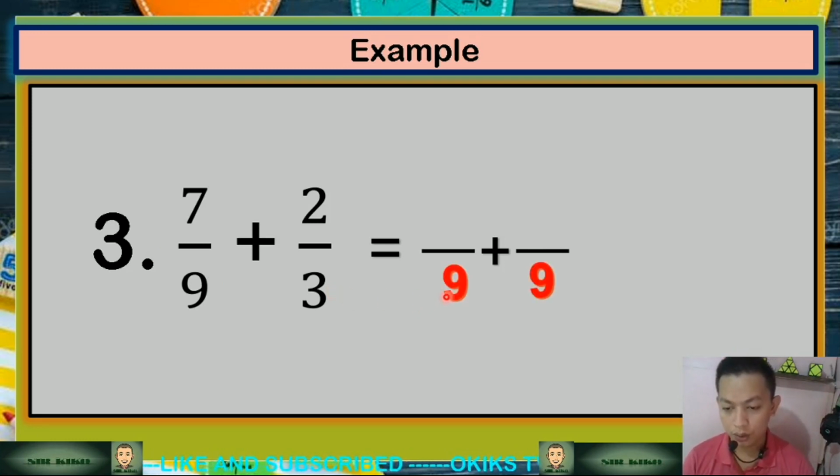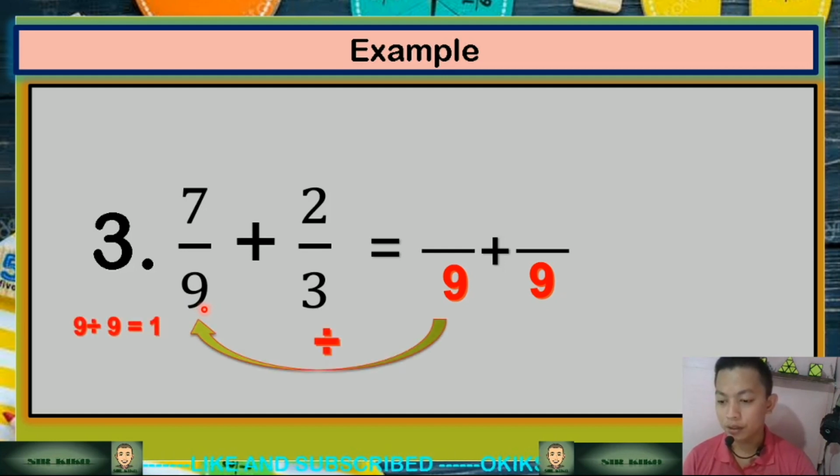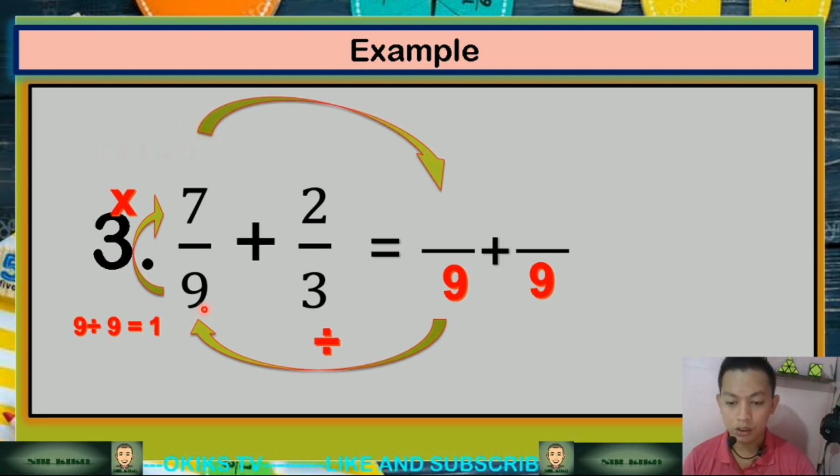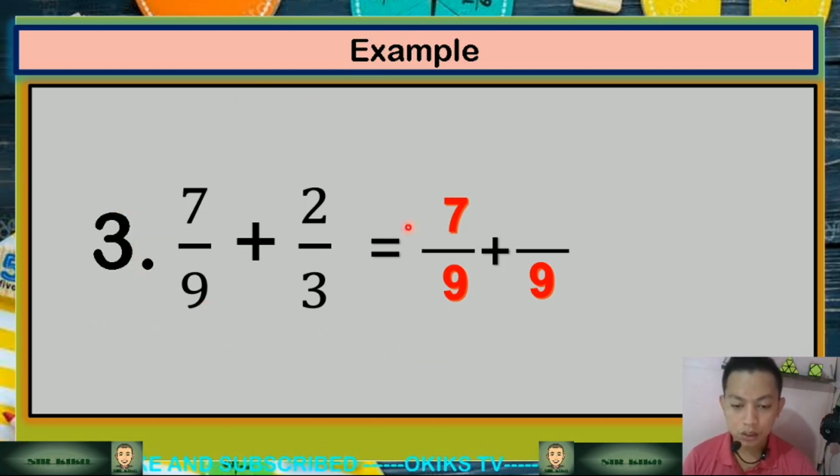And then you're going to divide this by the denominator. 9 divided by 9, the answer is 1. And then 1 multiplied by 7, the answer is 7. And then you're going to write this in your first fraction. To make this a similar fraction, you're going to find the second numerator. To find the second numerator, again, follow the steps: divide, and then multiply.